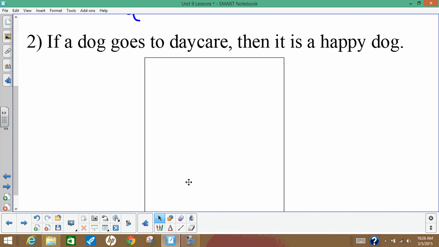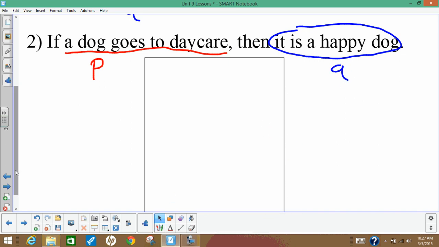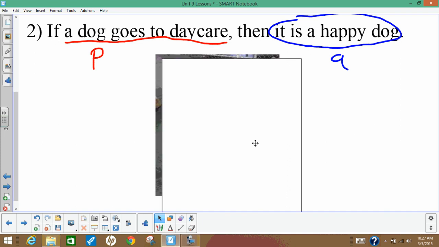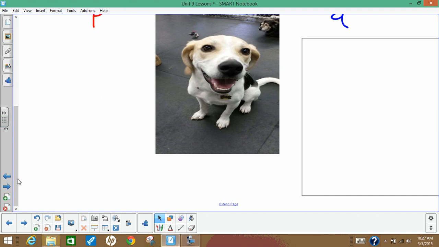Similarly here, we have another if-then conditional statement. Our hypothesis, again, the stuff that comes after the word if and before the word then: a dog goes to daycare. That's our P. And our conclusion is the stuff that comes after the word then. It is a happy dog. And that's Q. And I would say that's a true statement because Murray went to daycare and he's certainly a happy dog.